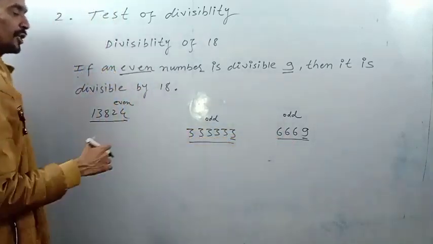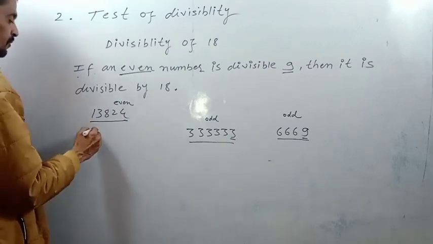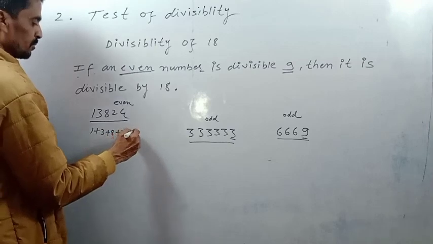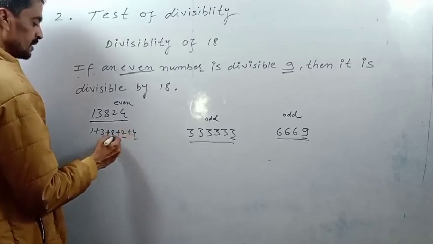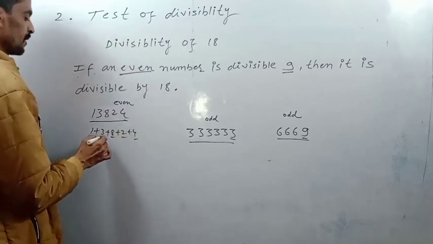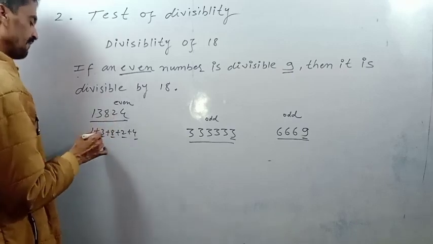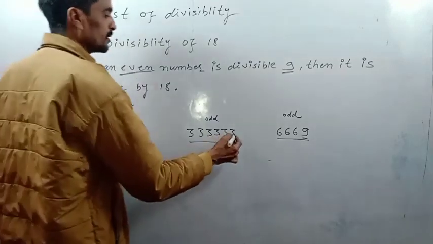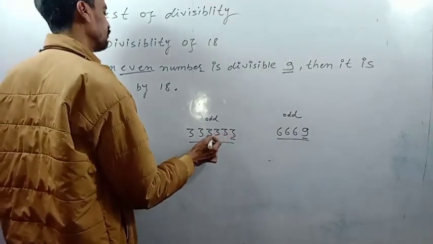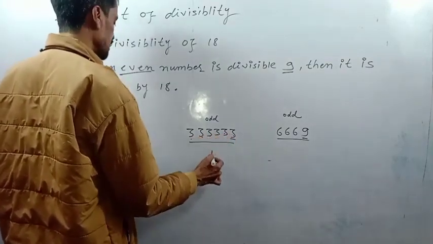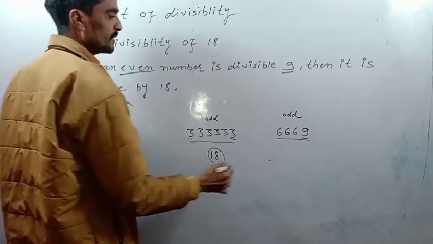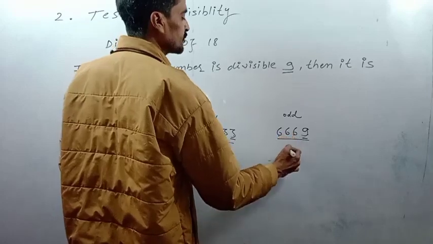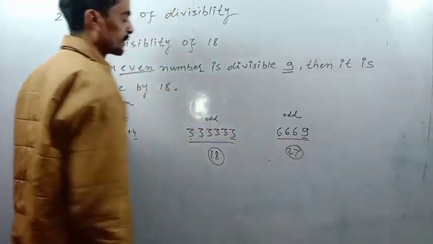To check, we need to find the sum. 1 plus 3 plus 8 plus 2 plus 4: 4 to 6, 6, 8, 14. 14 and 3, 17, and 1, 18. Here the sum: 3 1 is 3, 3 2 is 6, 3 3 is 9, 3 4 is 12, 3 5 is 15, and 3 6 is 18. 9, 6, 15, and 6, 21, and 6, 27.